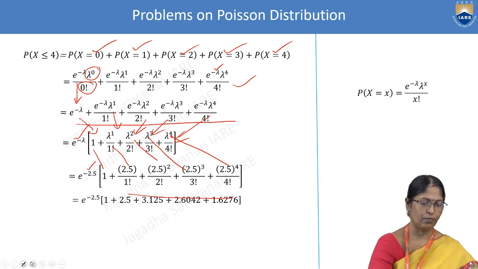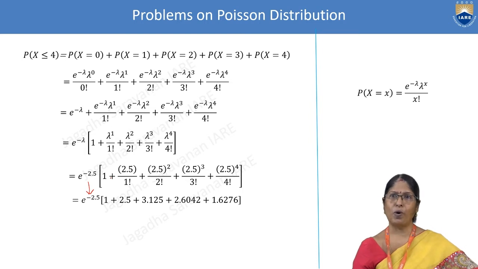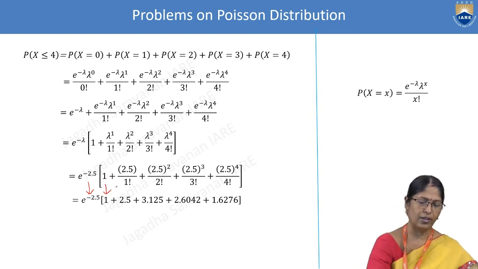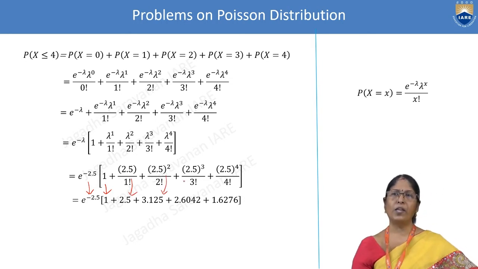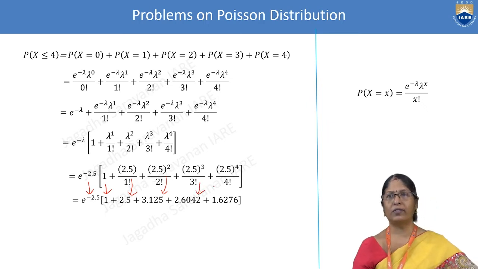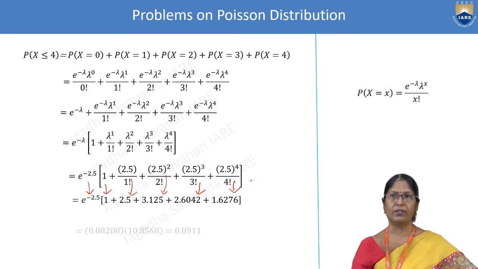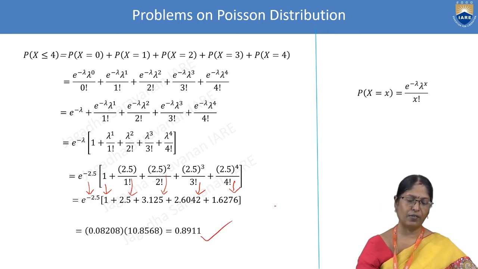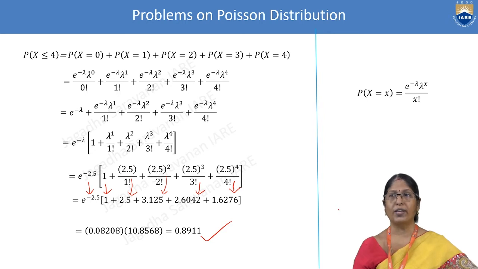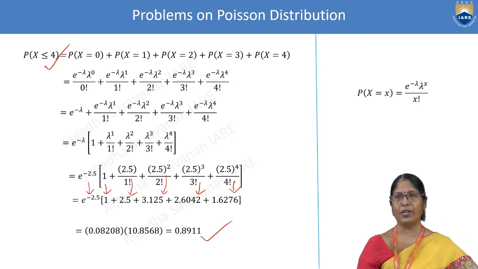So this is e power minus 2.5. Here 1 is written, this is 2.5. On simplification we got 3.125 here, 2.6042 here, and 1.6276. The final answer we got is 0.8911, which is the probability of 4 or fewer.